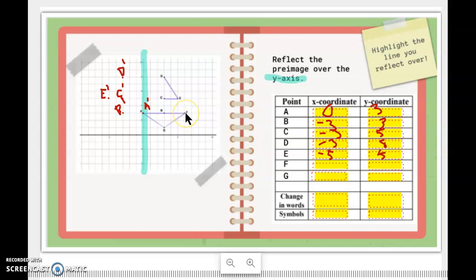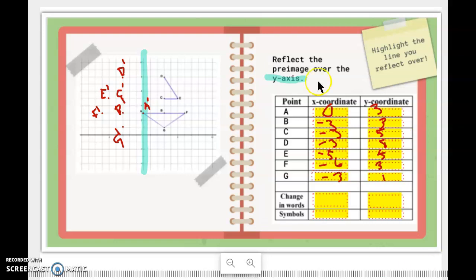F started out 6 spaces away from the y-axis. So I'm going to come over here and I'm going to count 1, 2, 3, 4, 5, 6 away from the y-axis. And that will be F prime. And that is at -6, 3. And last, G is 3 away from the y-axis, which puts it 3 away in the opposite direction. So G prime is at -3, 1.